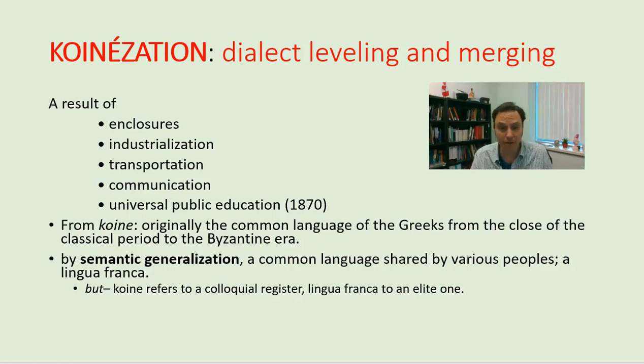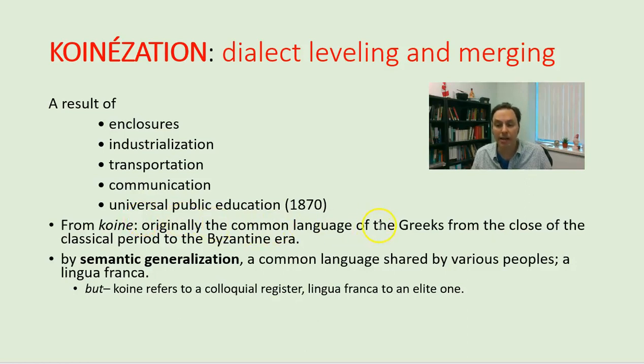And another big factor is, of course, and this is true in the United States too, universal public education, which in Britain is mandated by a law in 1870. And so when you have everyone of all classes getting a certain amount of formal schooling and learning how to read and write and learning the standard English, that also has an effect on making the language across the country more uniform. The term Koinezation, interesting, is from the term koine, which was a Greek word meaning common.